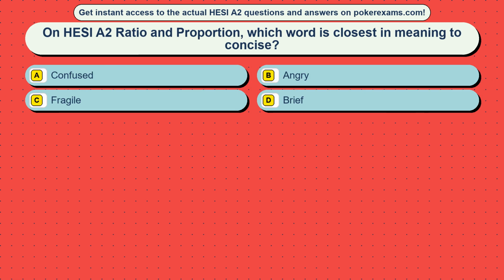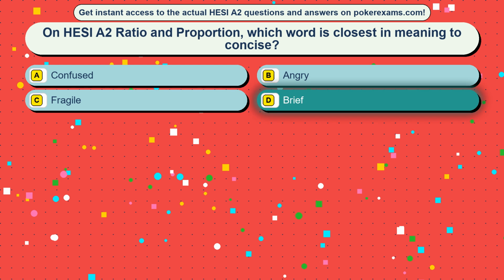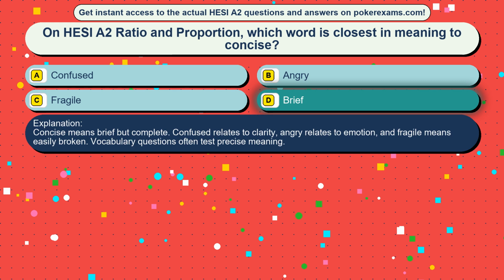Question 34. On HESI ratio and proportion, which word is closest in meaning to concise? Option A, confused. Option B, angry. Option C, fragile. Option D, brief. The correct answer is option D, brief. Concise means brief but complete. Confused relates to clarity, angry relates to emotion, and fragile means easily broken. Vocabulary questions often test precise meaning.